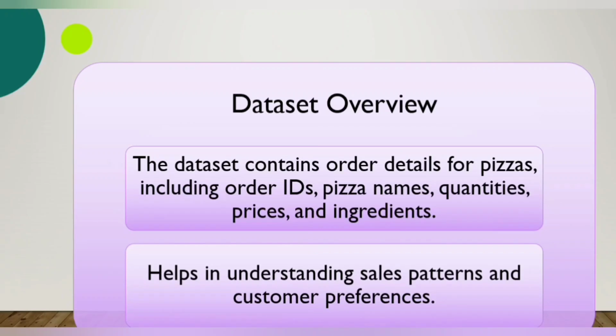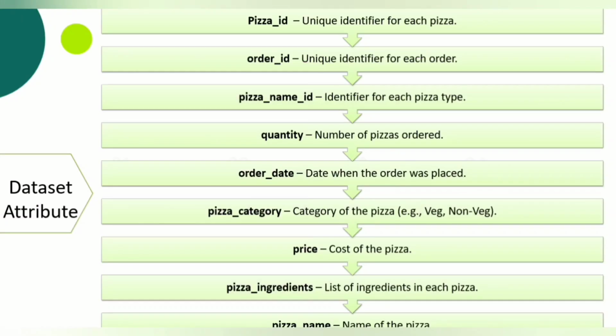So the next slide is about the dataset overview. We discuss each and every column in our dataset and what they mean. In my dataset there are some particular columns: IDs, pizza names, quantities, prices and ingredients. This helps in understanding sales patterns and trends according to customer preference.